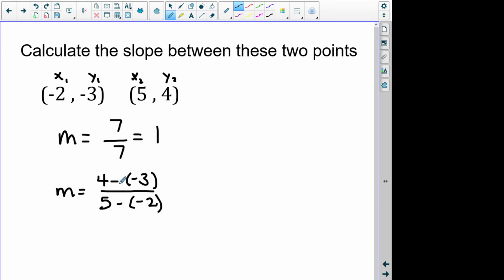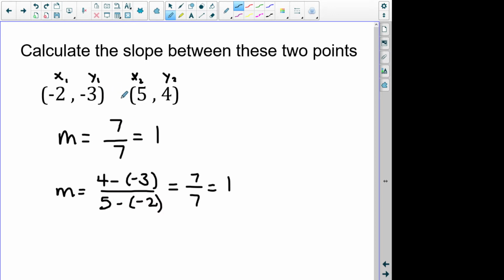And I've got to watch the minus minus here, so that becomes 4 plus 3, which is 7, and 5 plus 2, which is also 7. So you see we get the same result if we use the slope formula, but I find it a little more challenging because now I've got to go through and do a number of calculations, and I have to make sure I get the negative negative right, and that I put them in the right order and that sort of stuff.